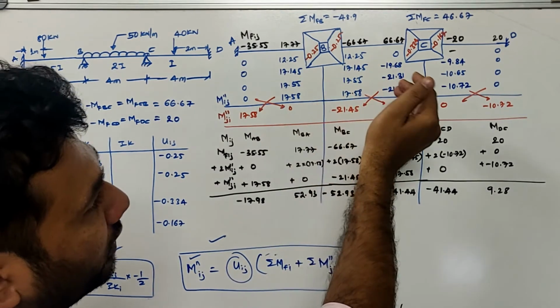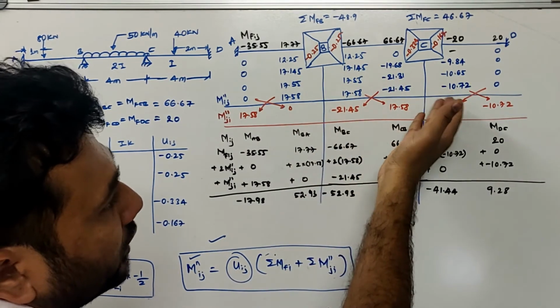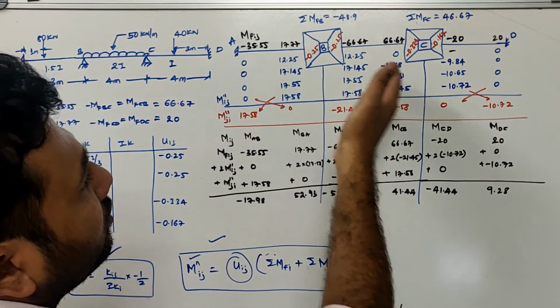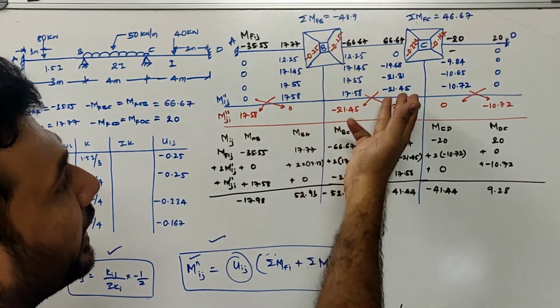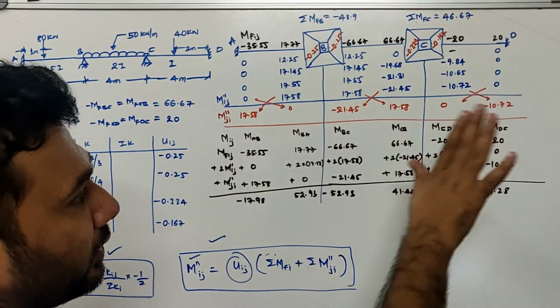I won't solve for joint C. If I solve for joint C, again there is a change in the rotation moment for joint B, right? Far end rotation moments will change for joint B. Again I would have to continue the step, so that's why I'll stop at this point.